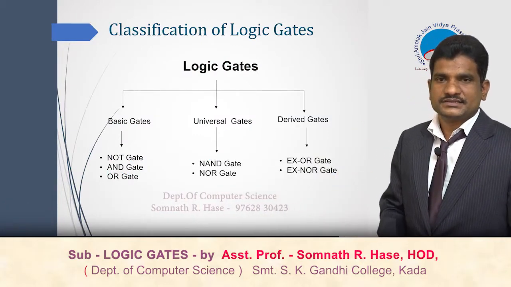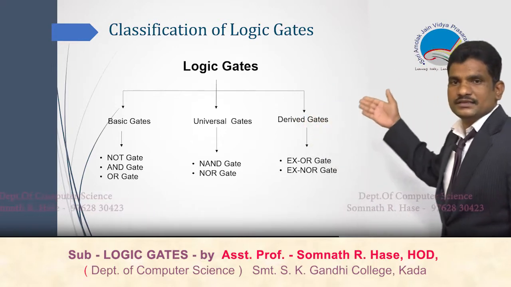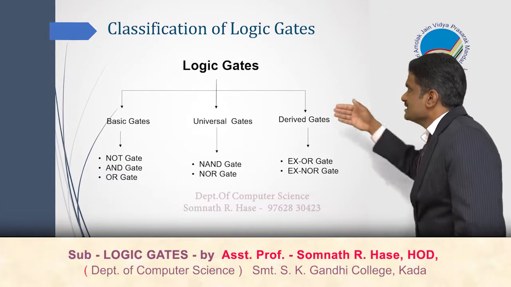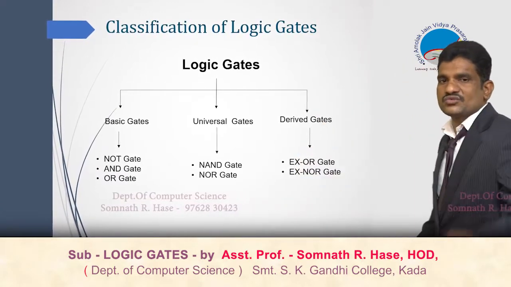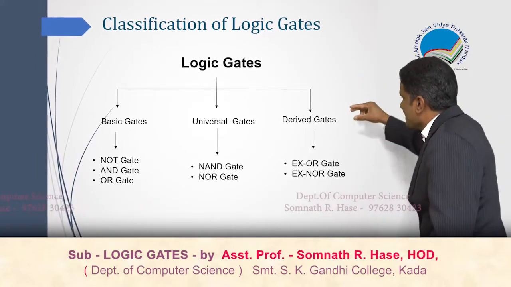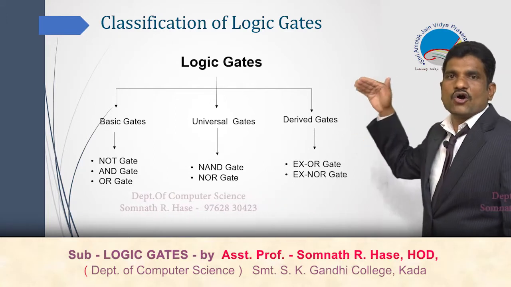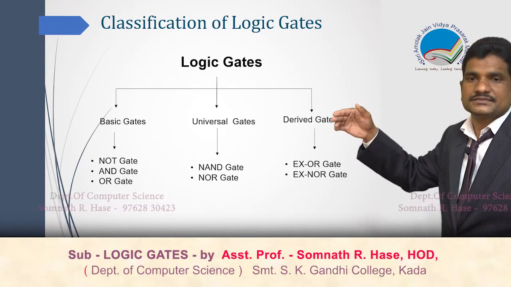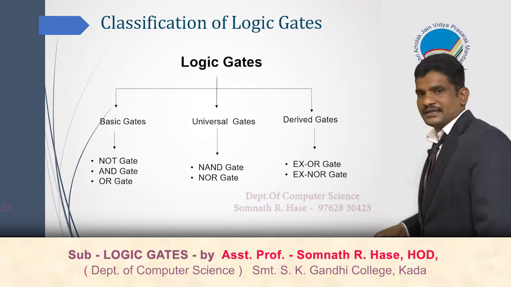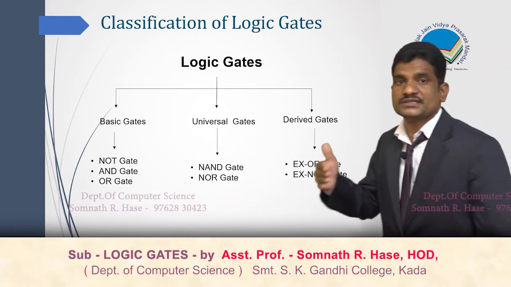Classification of logic gates. Logic gates are primarily classified into three categories. The first one is basic gates. The second one is universal gates, and the last one is derived gates. Among the basic gates, NOT gate, AND gate and OR gate are basic gates. After the basic gates, the next one is universal gates. NAND gate as well as NOR gate are called universal gates.